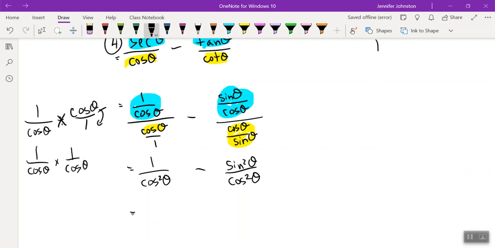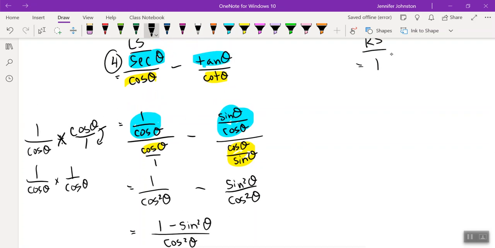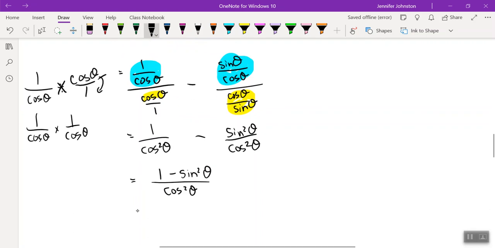Right, it looks like they have common denominators, so let's put them all underneath one denominator. And we have 1 minus sine squared theta. Right, it's not looking like the Pythagorean identity, so that wouldn't have been a good idea to do over here, but it is looking like something to give us 1.